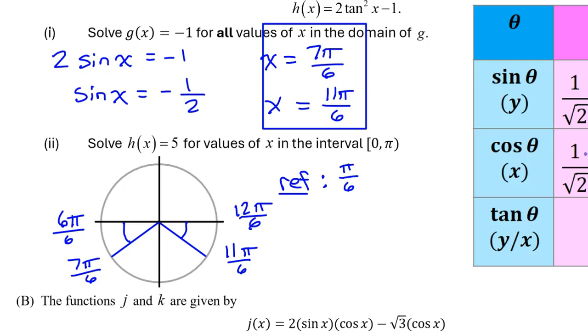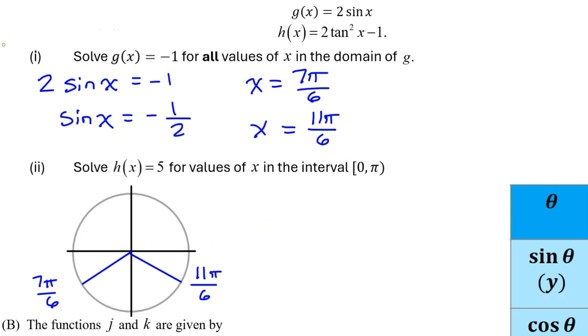Kabam! Actually, wait, not so fast. These are the solutions on the interval from 0 to 2 pi. But there is no such domain restriction given. We are to find all values of x in the domain of g, and the domain of 2 sine x is from -infinity to +infinity. So we need to somehow express infinitely many solutions.